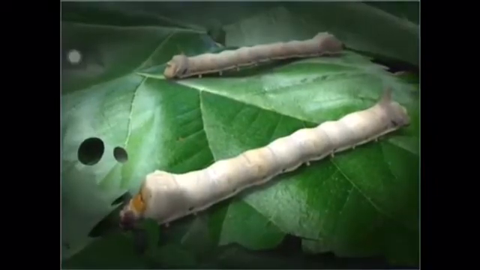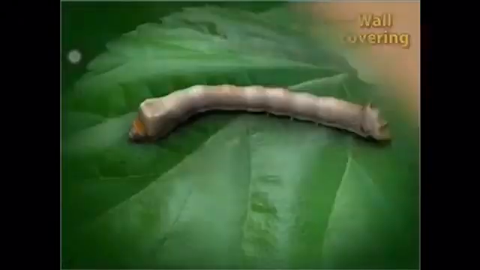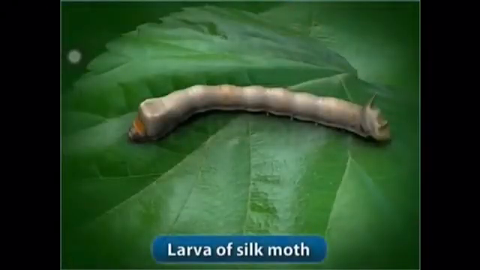After growing to its maximum size of about 3 inches at around 6 weeks, it stops eating, changes color, and is about 10 times heavier than when it hatched. The silkworm is now ready to spin a silk cocoon. Next step, spinning the cocoon.